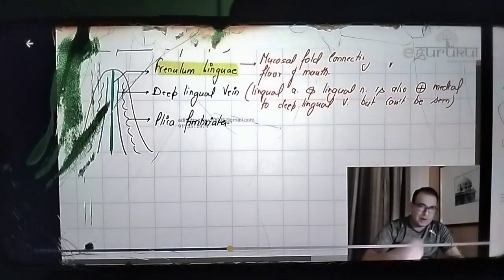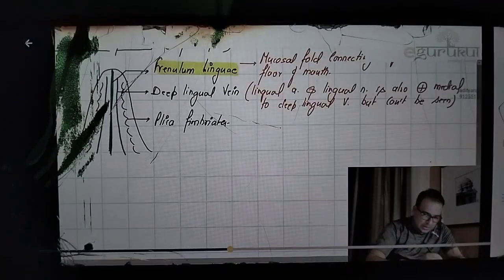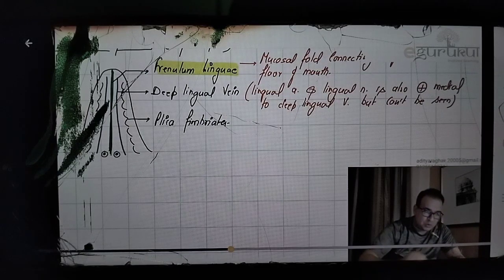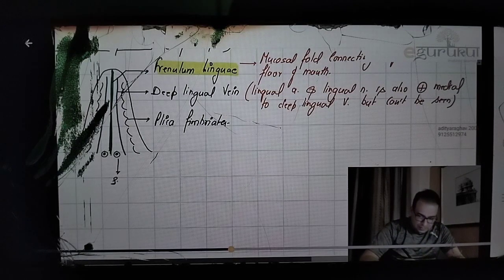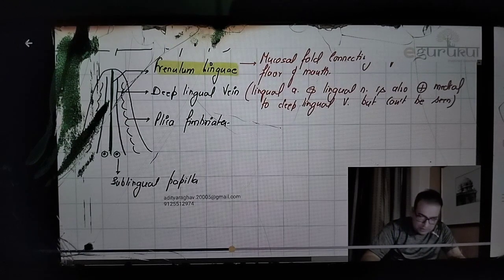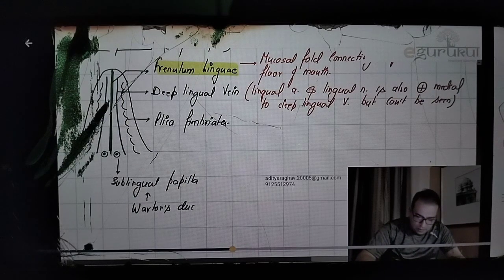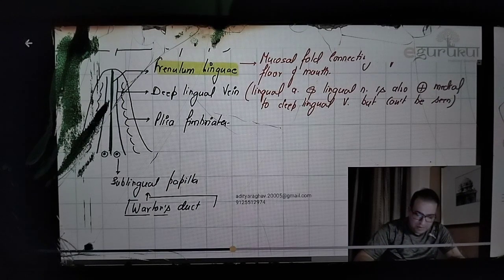When you go toward the more posterior part, the part of the tongue which is attached to the floor of the mouth, what you will see here is the opening of the submandibular gland. The Wharton's duct is opening here. There is the sublingual papilla. That elevation over there is a sublingual papilla, and this sublingual papilla is the site where the Wharton's duct is opening. Remember Wharton's duct, guys? Wharton's duct is the name given to the duct of the submandibular gland.